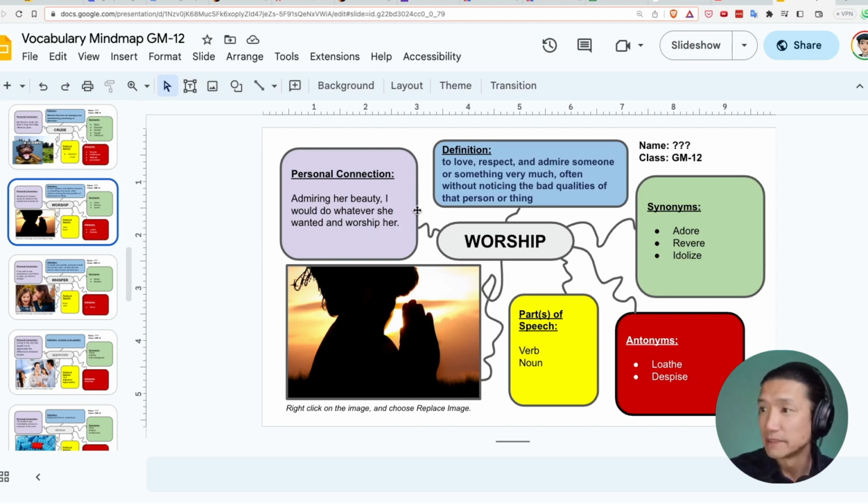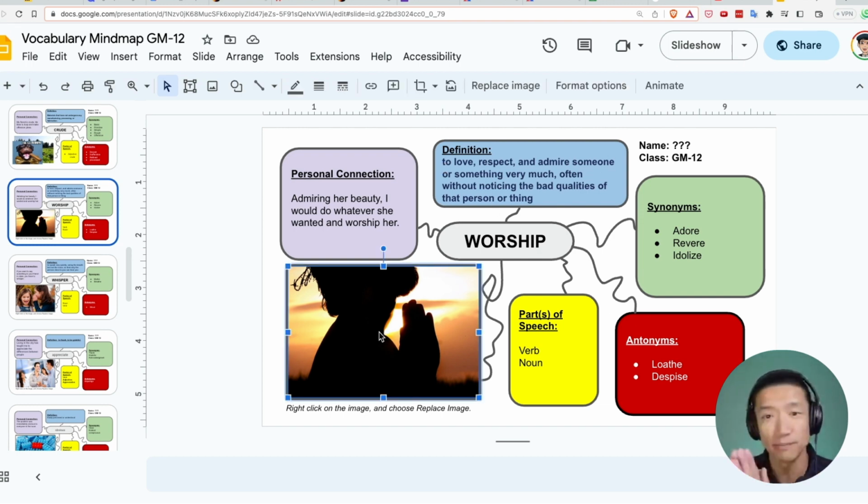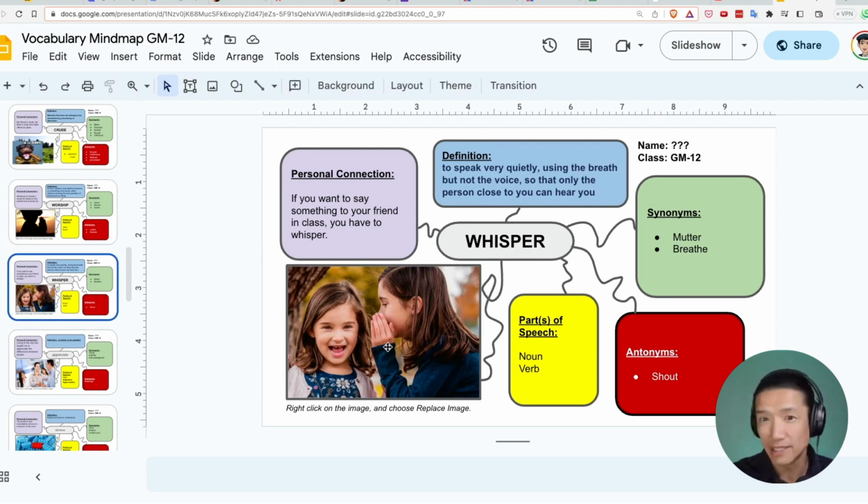Never worship anybody. Worship yourself, guys. Adore, revere, idolize. Look at this. This person's praying, right? You can see from this picture, some guy with a beard. He's probably a hippie. Whisper. Look at this picture. It's picture perfect. If you want to say something to your friend in class, you have to whisper.